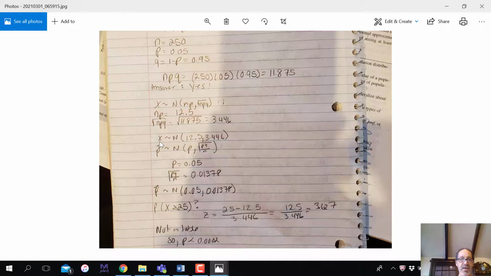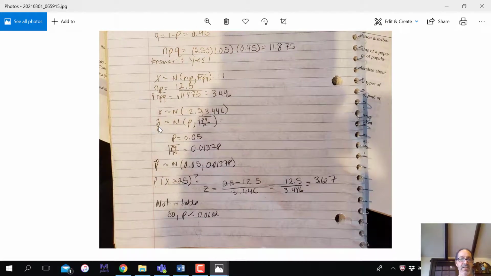So this is how you'd write your distribution for X, your normal distribution. X is approximately normal, 12.5, comma 3.446. So mean and standard deviation. If we wanted to do the sample proportions instead, we'd say they're approximately normal, p and the square root of pq over n. So we'd write that as 0.05 because we know that's our probability of success, and the square root of pq over n is 0.01378.